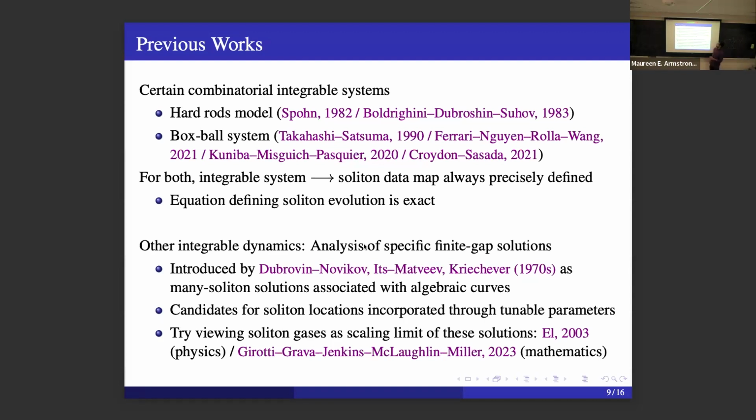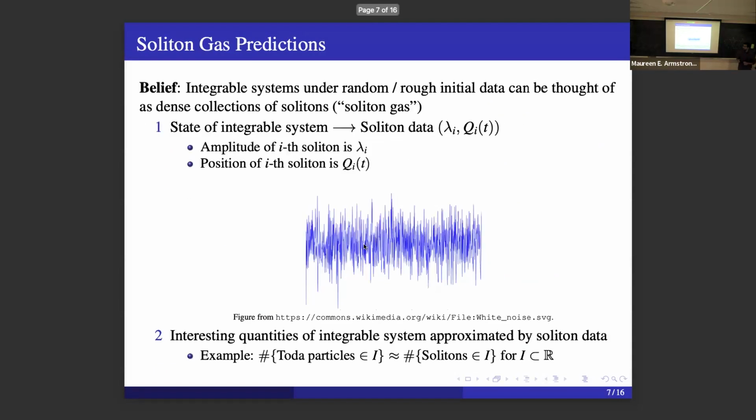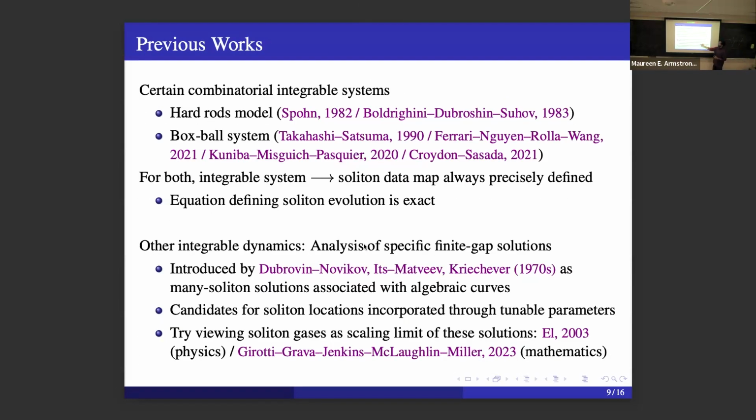These were introduced in the Novikov school in the 1970s by Dubrovin and Novikov, Matveev, and Krichever, and these are generalizations. You can think of them as souped up generalizations of the M-soliton solution that have many parameters in them. They're algebraic geometric in nature, so they're associated with an algebraic curve, basically. And the advantage of these solutions is that they have many parameters, and good candidates for soliton locations, which, as I said, is the drawback here. You might not know how to define them a priori. Good candidates for soliton locations are incorporated into these solutions as parameters.